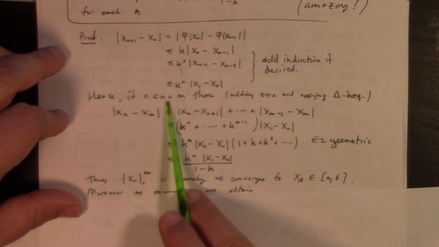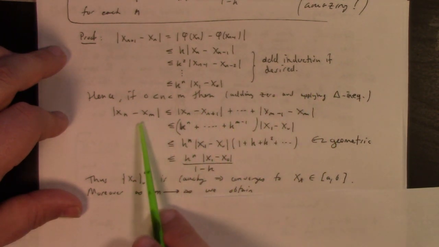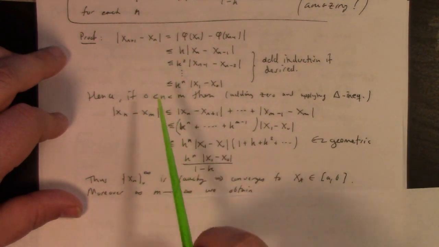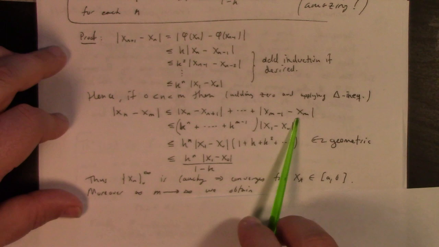I say if 0 is less than n less than m, then adding 0 and applying the triangle inequality, we have x n minus x m is less than or equal to that.